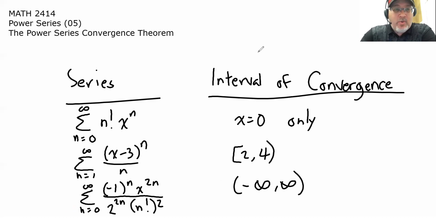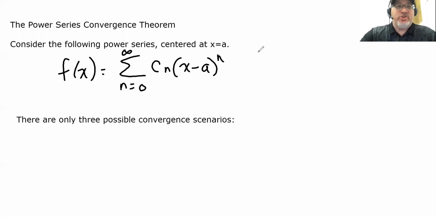Now you might be wondering, what other possible intervals of convergence can we get for power series? Well, that's where the power series convergence theorem comes into play. The power series convergence theorem says, consider the following power series centered at x equals a. So here we have our generic function represented as a generic power series. F of x equals the sum from n equals 0 to infinity of Cn times x minus a to the n.